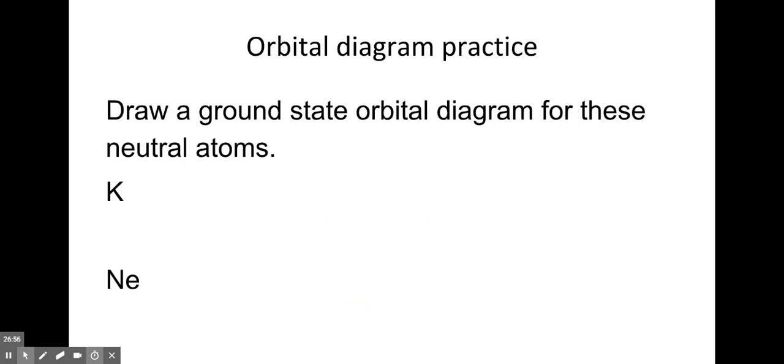Okay, now let's try the same thing here with orbital diagram practice. Without me reminding you, I want you to draw a ground state orbital diagram for these neutral atoms. What does that look like? Pause the video and then come back for the answers.